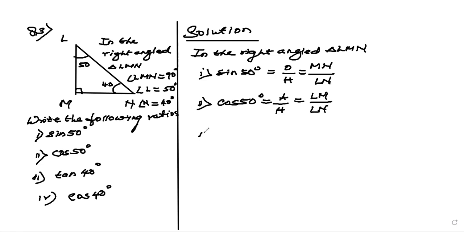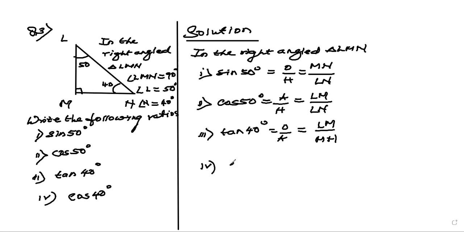Next is the third one. I want tan of 40 degree. Tan 40, please have a look here. Sine is O upon H, cos is A upon H, tan is OA. So sorry, it should be 40 degree. Please have a look here. The tan of 40 degree is opposite side upon adjacent side. Which is the opposite side? You can see 40 degree, LM is the opposite side. Which is the adjacent side? LN is the hypotenuse, MN is the adjacent side. So it should be LM upon MN.